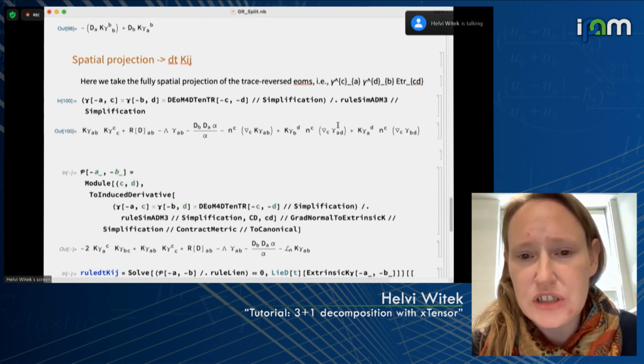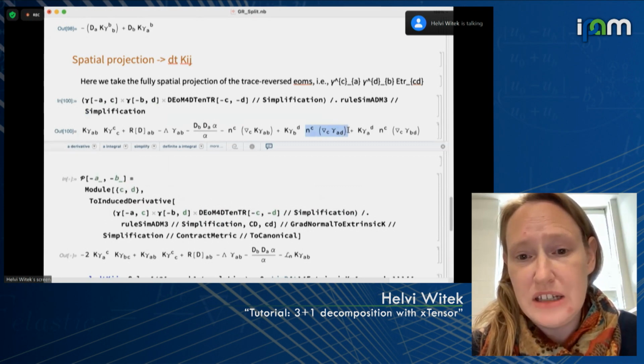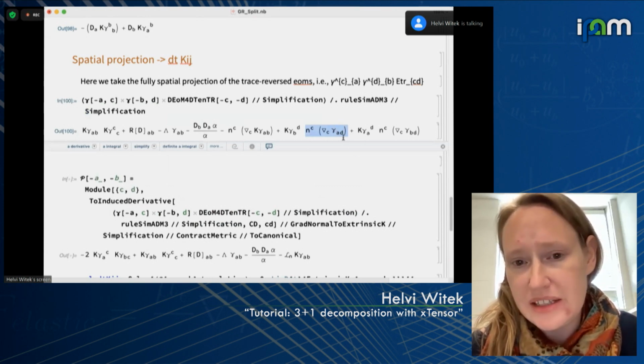And we also have these terms here that, if you look at them carefully, are suggestive of being a Lie derivative along the normal vector with respect to the induced metric. And that's indeed what it is.